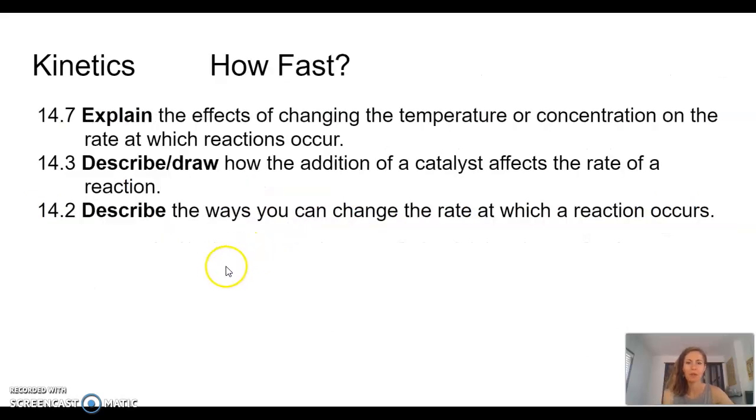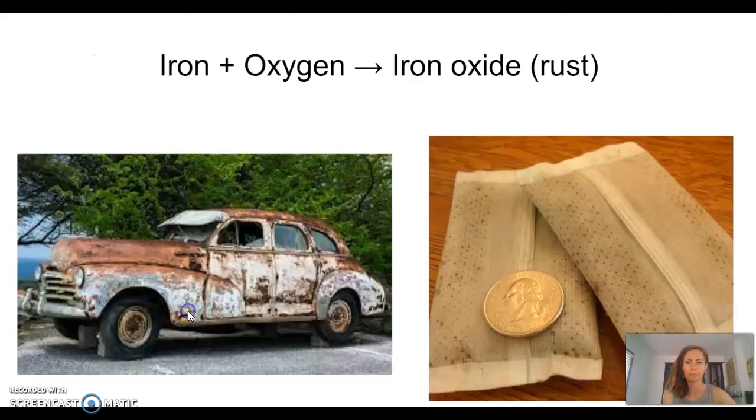So we're going to start out talking about kinetics, which is how fast. So how fast is a reaction happening? We're going to look at how we can change the effects of the rate of reaction with temperature and concentration. We're going to talk about what happens when you add a catalyst to the reaction. And we're going to describe ways that you can change the rate at which a reaction occurs.